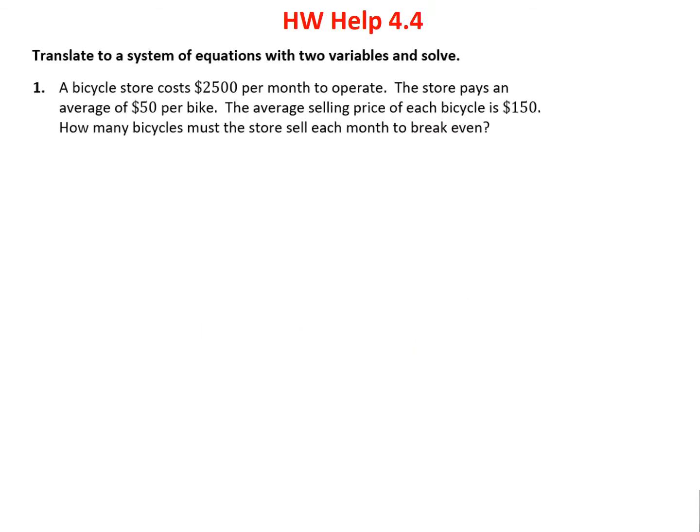Problem 1 asks us to translate the problem into a system of equations in two variables and then solve them. What we have is a business problem. It's a bicycle store, and it costs the bicycle store $2,500 each month to operate. That's the cost of renting the building, paying for utilities, light and that type of stuff, paying for water, paying for employees, all kinds of things that go into operating a business.